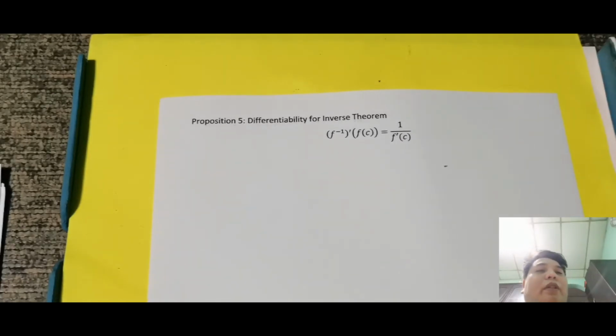Okay, so last for this video on properties, let's have Proposition 5, differentiability of the inverse theorem. It says that f inverse prime of f of c is equal to 1 over f prime of c. So that is what it says. How do we show this? We won't totally prove it.